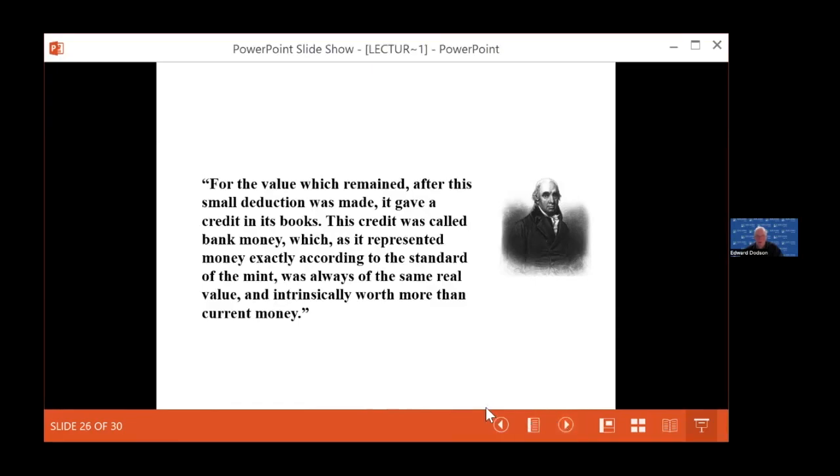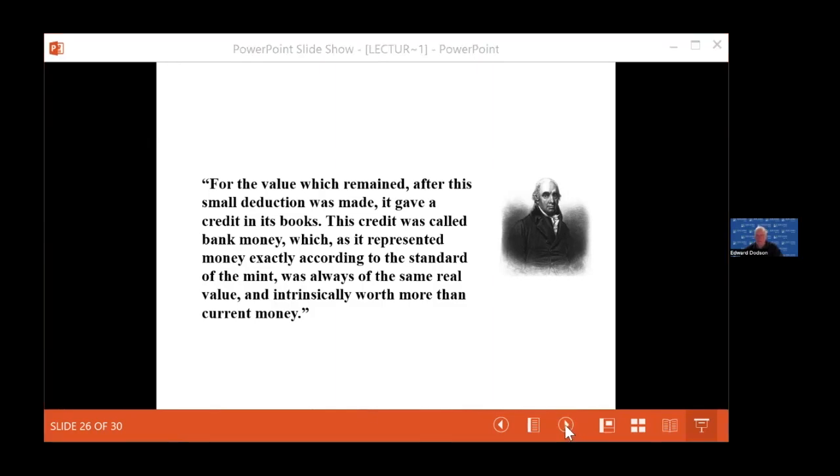For the value which remained after this small deduction was made, it gave a credit in its books. This credit was called bank money, which, as it represented money exactly according to the standard of the mint, was always of the same real value and intrinsically worth more than current money.